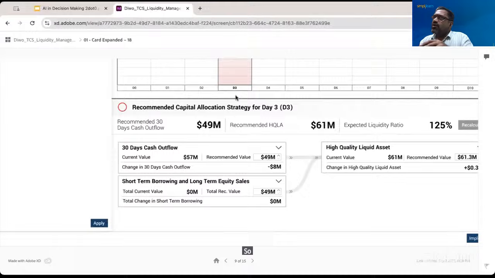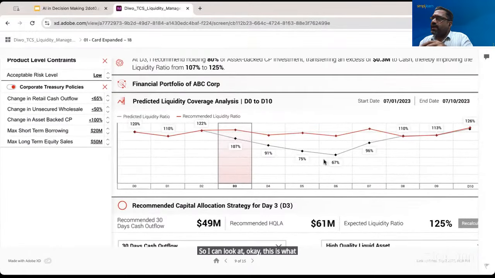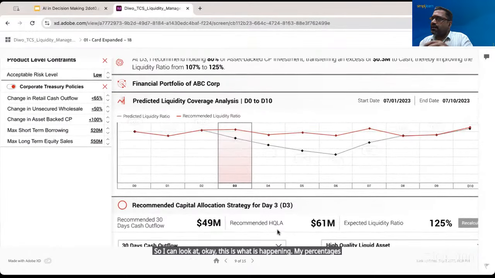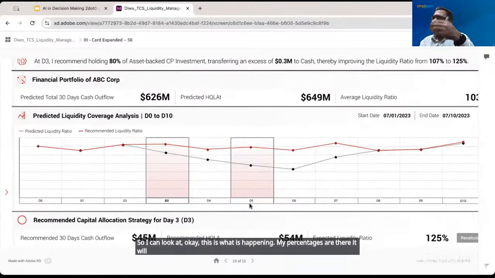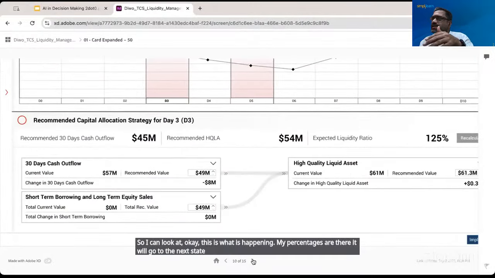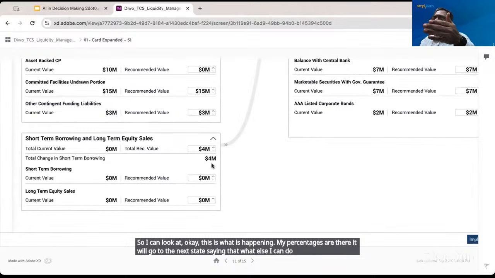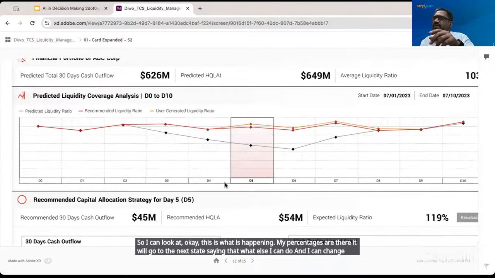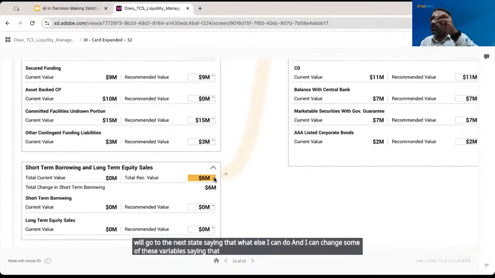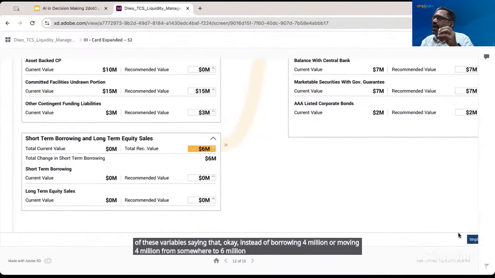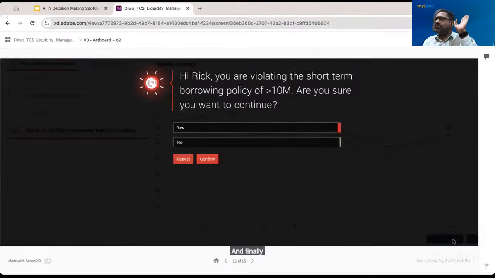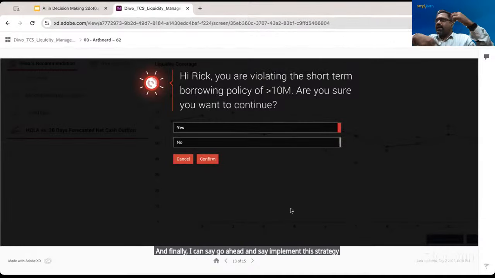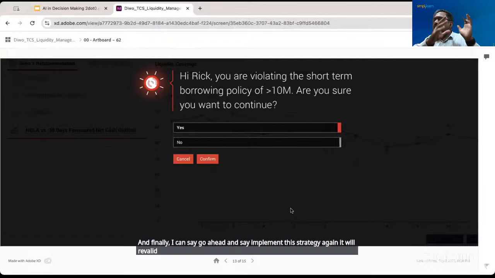So I can look at what is happening. My percentages are there. It will go to the next stage, saying what else I can do. And I can change some of these variables, saying that instead of borrowing or moving 4 million from somewhere, make it 6 million from somewhere. And finally, I can say, go and implement this strategy. Again, it will revalidate. This is where the adaptive nature is coming.